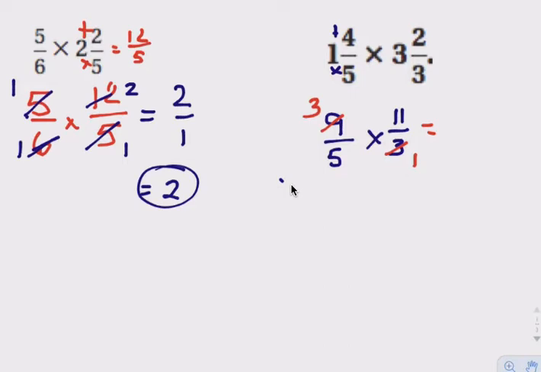So now we're on to numerator times numerator over denominator times denominator. Remember, we can leave our improper fractions as improper so long as they're simplified. And 33 and 5 don't share any common factors other than 1. So this answer is great. And if we wanted to, we could change it back to a mixed number. 5 goes into 33 6 times with a remainder of 3/5.